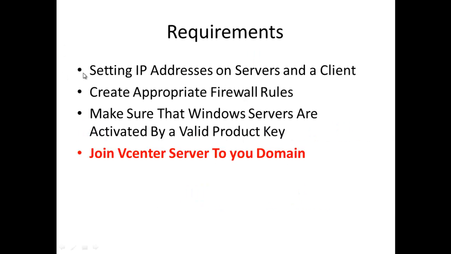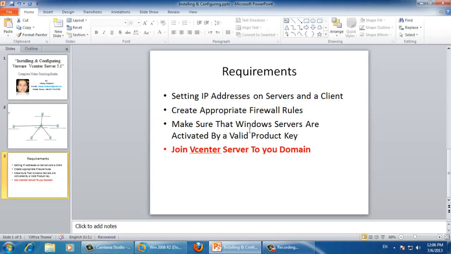As you can see here, for the first step, you have to set the IP addresses on servers and the client. The second step is to create appropriate firewall rules between servers and the client. The third part is to make sure that the Windows servers and the client are activated by a valid product key. And the fourth step is do not forget to join your vCenter server to your domain. It is an essential step, and you have to pay more attention to this. Okay, let's start.